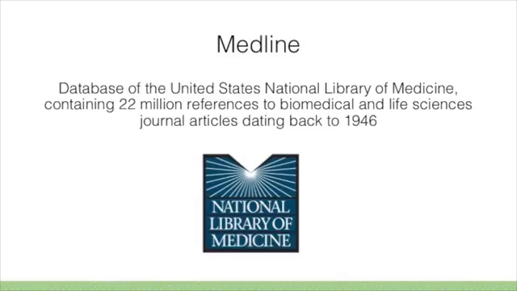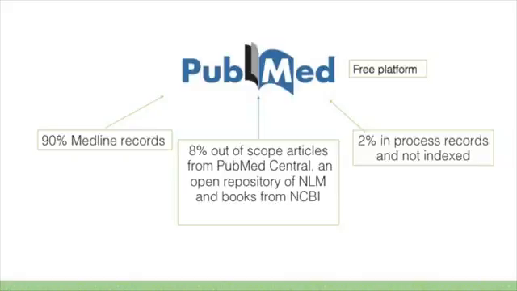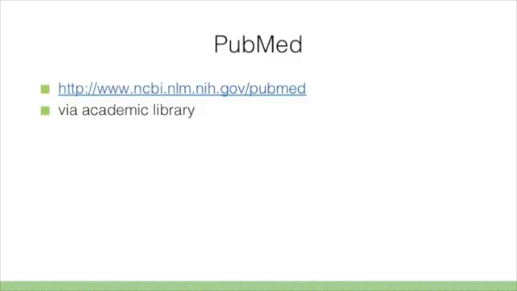Medline is the database of the United States National Library of Medicine, containing millions of references to biomedical and life sciences journal articles. I'm going to use PubMed, a free platform which gives access to all Medline records, but also includes records that are in process and not yet indexed for Medline, as well as articles from PubMed Central, the free archive of the National Library of Medicine, that are not included in Medline. You can link to PubMed from the internet, or if you belong to an academic institution, follow their link, as you will improve your chances of linking to the journals to which that institution subscribes.